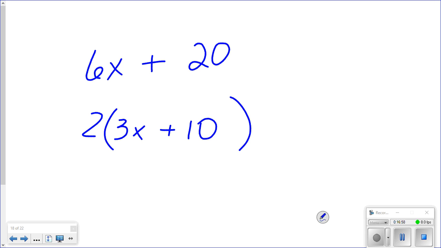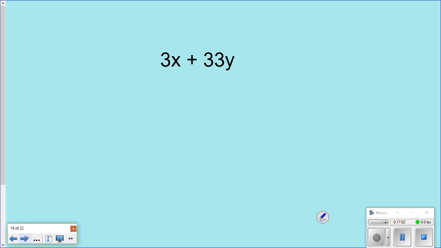All right, how are we doing? Questions? Okay. Do this one by yourself. There's some in your homework that have two variables. That's okay. Just make sure they're included in your parentheses.